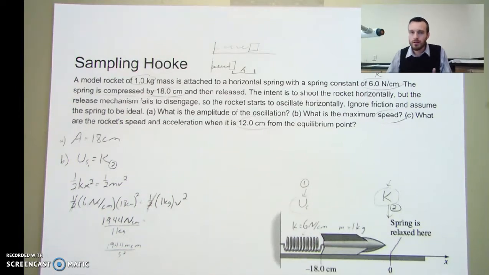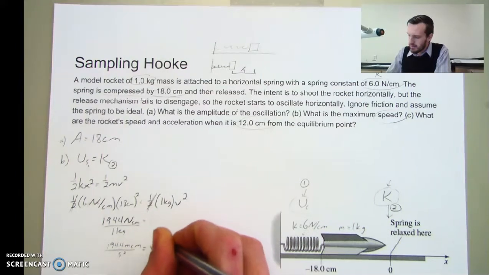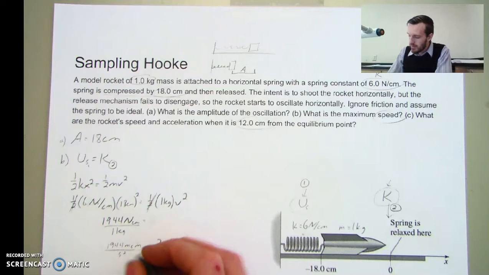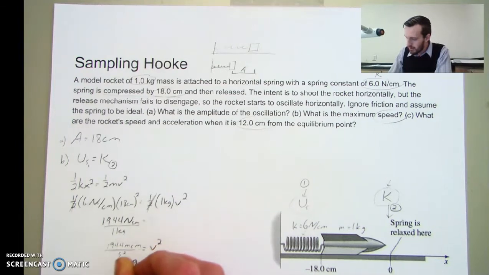Now, if we keep in mind that 100 centimeters is equal to 1 meter, we might be able to shrewdly take care of this. You could avoid all of this nonsense if we just put our compression distance in meters and our K in newtons per meter right from the very beginning. But since we're here, we've already done all this work, we can be a little shrewd. So that's going to be equal to v squared, which is a bunch of nonsense unless we take care of these centimeters. Given that 100 centimeters is equal to 1 meter, our value over here is actually going to be 19.44 meters squared per second squared equals v squared.